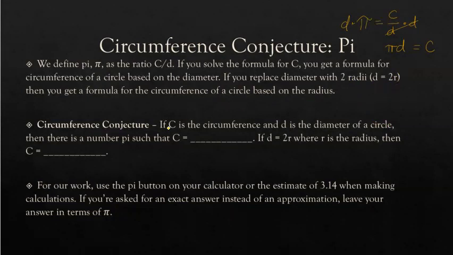So our conjecture is that if C is the circumference and D is the diameter of a circle, then there is such a number pi so that C equals pi D. If D equals 2r, where r is the radius, then what does C equal? You should be saying 2r pi. The order in which we list these is not important because multiplication is commutative, meaning we can multiply them in any order. A lot of times you'll see this formula as 2 pi r.